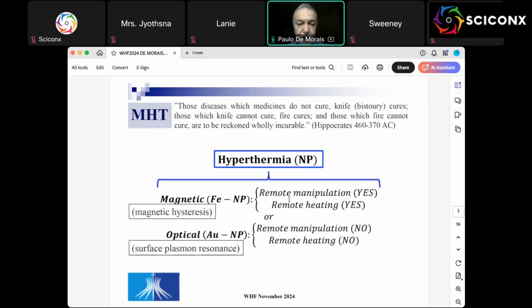Why is this? Because it requires application of laser light, and the penetration of laser light in the skin, in the body, is quite limited. Maximum, perhaps 7 to 8 millimeters, depending on the wavelength. So right at the beginning, magnetic hyperthermia has more capability to handle hyperthermia than optical hyperthermia.